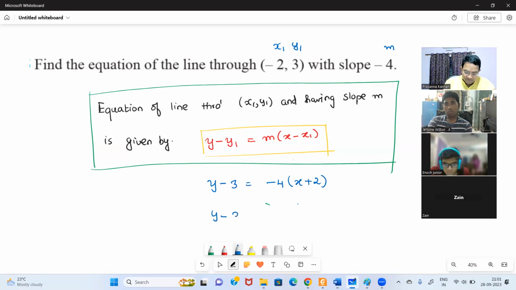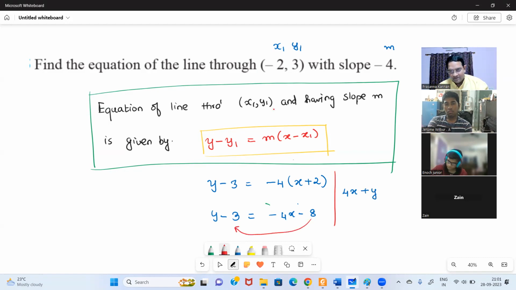So simplify this. y minus 3 is equal to minus 4x minus 8. If you bring it to one side, 4x plus y. This minus 8, when it comes here, will become plus 8. 8 minus 3 is 5. So plus 5 is equal to 0. That's it. So the equation of the straight line is 4x plus y plus 5 equal to 0. Clear, Enoch? Are you getting the same answer? Any doubts? No, sir.